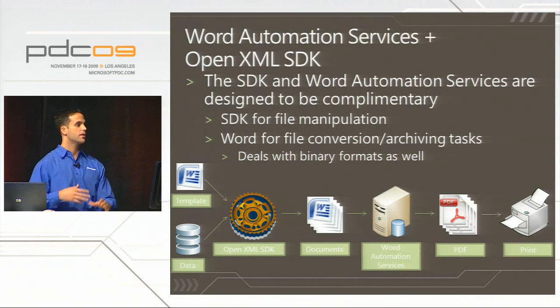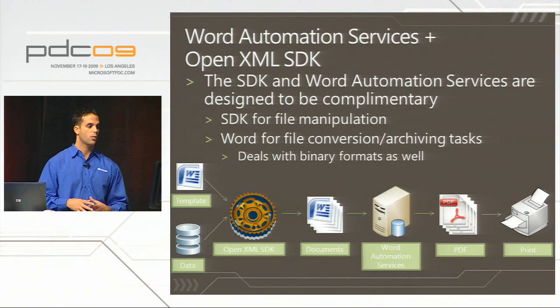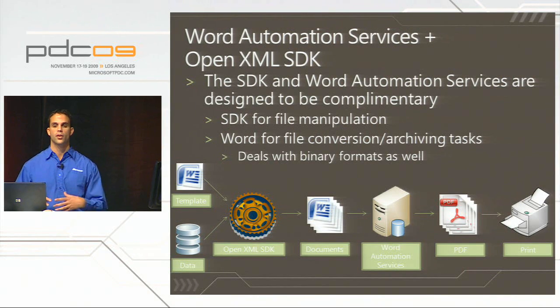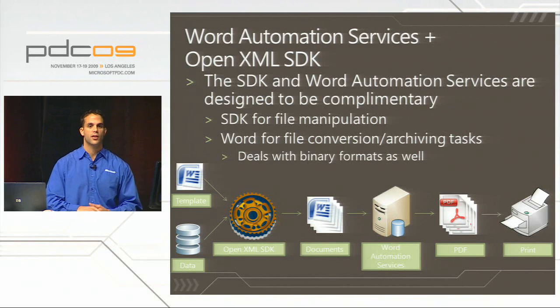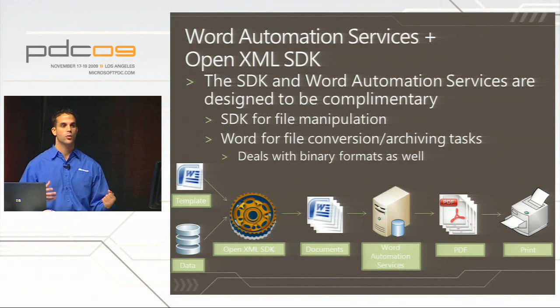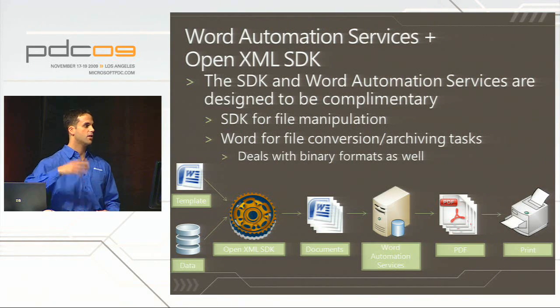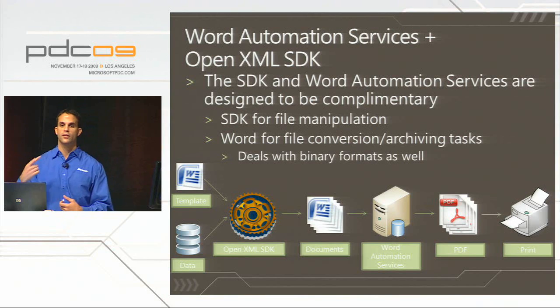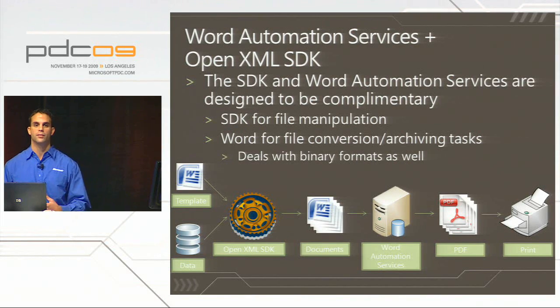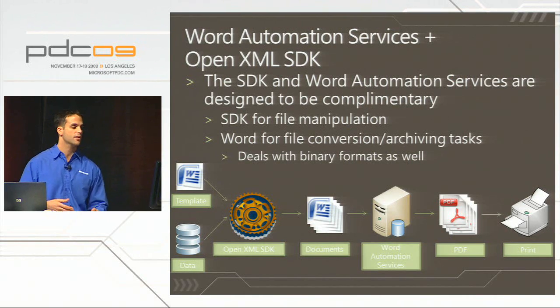So the whole concept here is services plus SDK is better together. They're both very, very fast. The SDK is very good for file manipulation, and Word Automation Services is really good for conversions. Now, let's say your guys are working with binary formats, and you still want to manipulate them on the server. No problem. You can convert those binary formats to docx right on the server with Word Automation Services, use the SDK to manipulate those files, and then convert them back to binary files if you want. So it's a really end-to-end solution for dealing with those particular files.